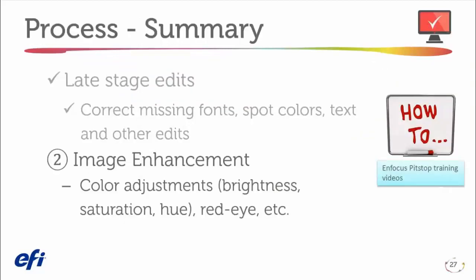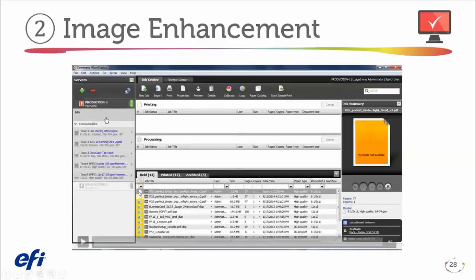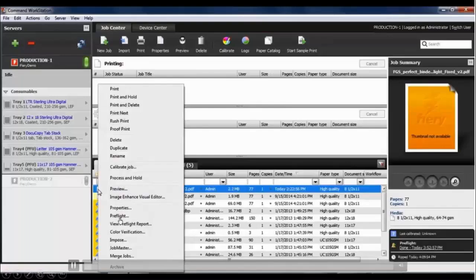All right, so now once we've made those late-stage edits, let's take a look at image enhancements. As I said off stage, we identified that one of the images on the last page was not at the highest quality, and we want to use a feature called Image Enhance Visual Editor to improve the quality on this. So to use the Image Enhance Visual Editor, we're going to select the job in the held queue, right-click it, and choose Image Enhance Visual Editor.